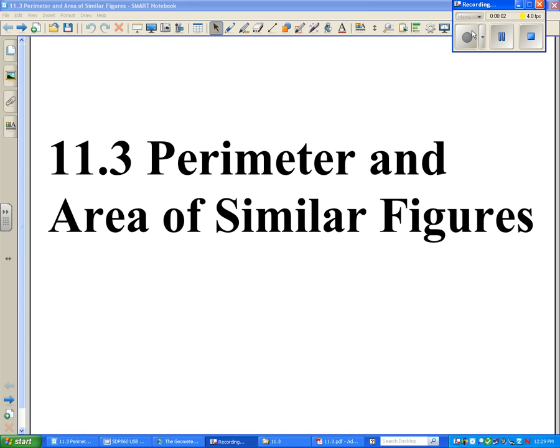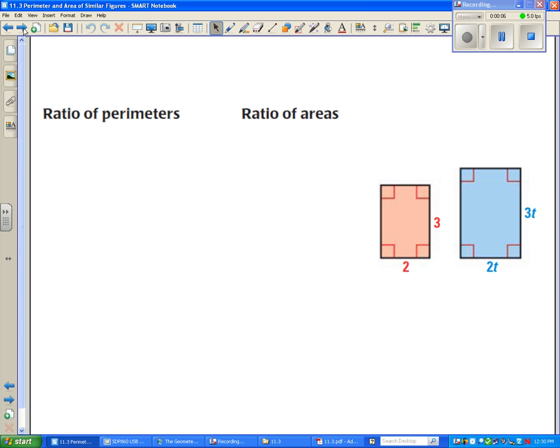11.3 Perimeter and area of similar figures. Go ahead and draw what you see. Two rectangles, one smaller with a side length of 2 and the other 3, and then the other rectangle is 2t, 3t. Let's find the ratio of the perimeters.